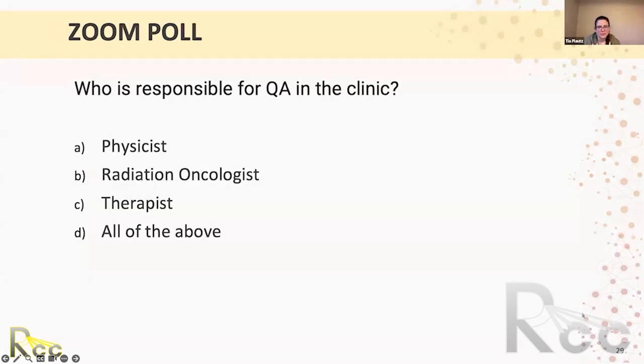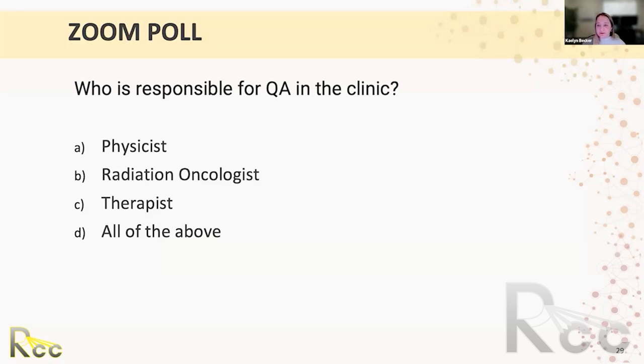All right, and we got one more question here. Who is responsible for QA in the clinic? Is it A, the physicist, B, the radiation oncologist, C, the therapist, or D, all of the above? I've gone ahead and launched that last poll. All right, I'll give it a couple more seconds.